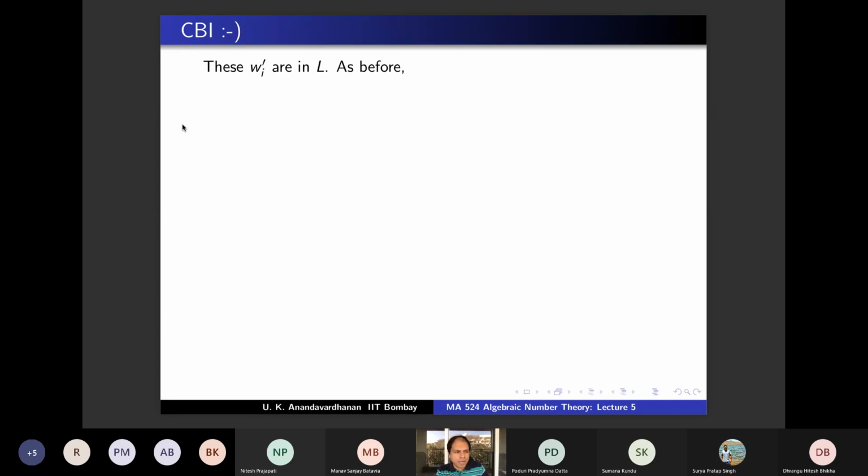As before, you can multiply appropriately and say that they are integral over A. If you have something in L, you can multiply by something from A and make it integral. You can take one C such that all these CWi prime are integral over A, same as before. You take the product of the Ci, or the LCM, that will work. If you recall our earlier proof, that C was chosen from A. You can always get an element C of A such that all these CWi prime are integral over A.